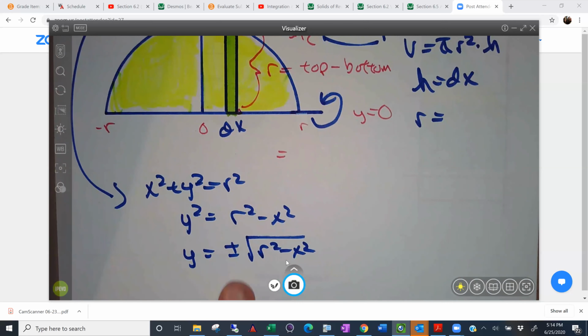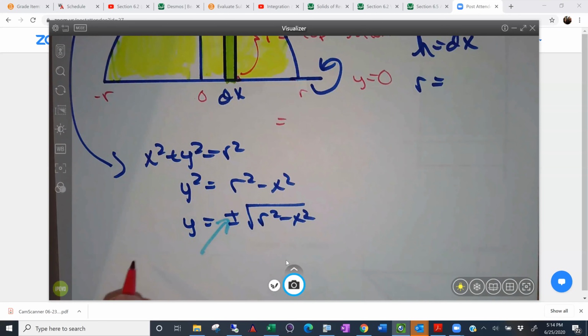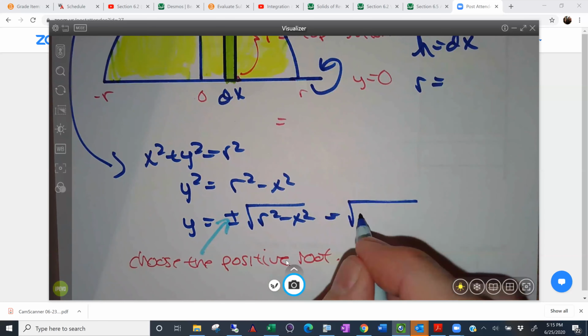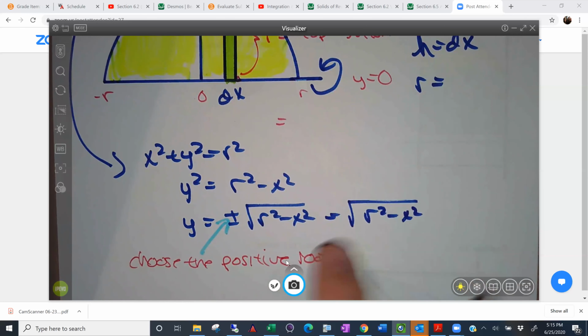But there's good news here. We can choose the positive root because we're interested in the top half of the circle, not the bottom half of the circle. So choose the positive root. Okay, so what does that give me? Well, that gives me square root of r squared minus x squared. R squared is just the radius of this circle. Doesn't matter exactly what it is, as long as it's some positive number.